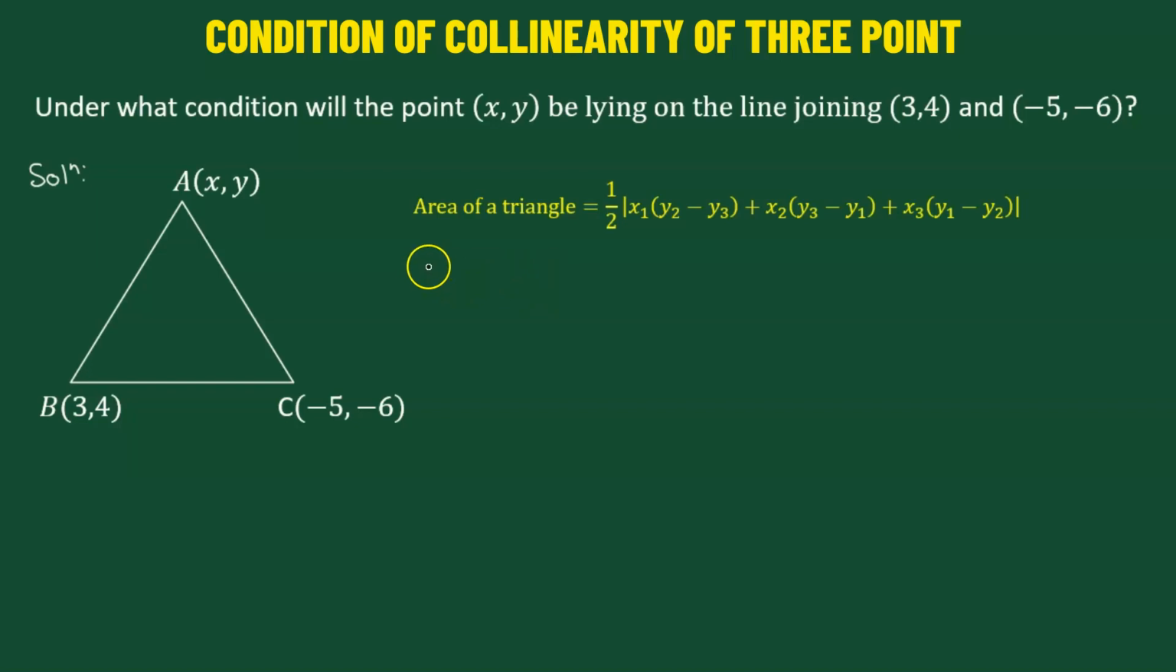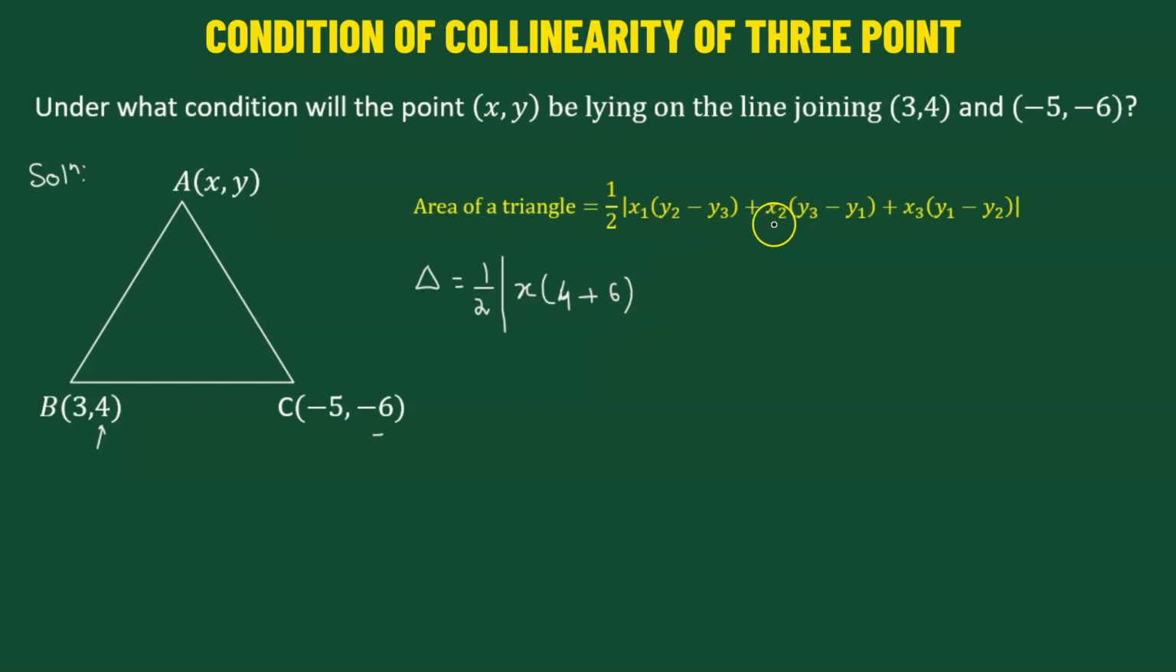So that means the area of this triangle ABC is going to be half multiplied to, so we'll start with the x coordinate of point A. That corresponds to x1, so that's simply x. That will be multiplied to y2 minus y3. So y2 will correspond to the y coordinate of B, so that's 4. And from here, we're going to subtract the y coordinate of C, that's y3. So we have 4 plus 6.